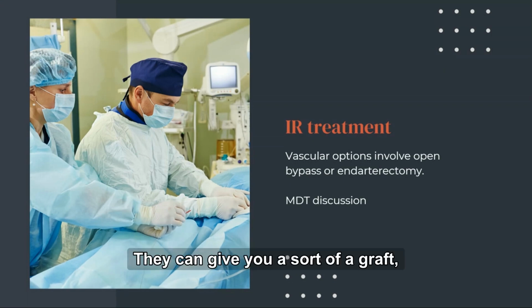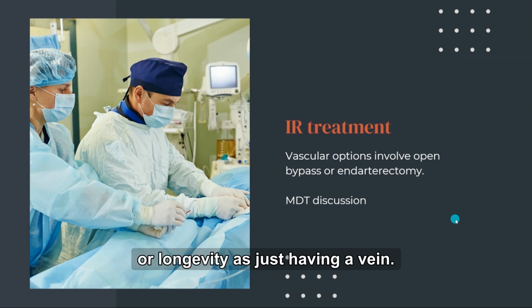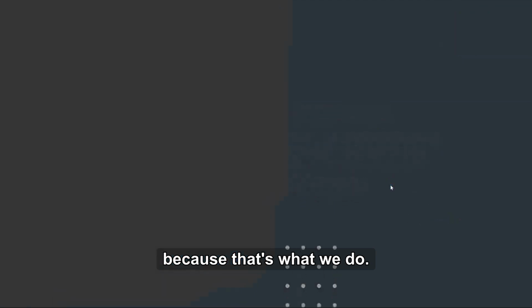They can give you a graft, a PTFE graft, which is just a synthetic material graft, but they don't tend to have as good outcomes or longevity as just having a vein. So anyway, let's talk about IR stuff, because that's what we do.